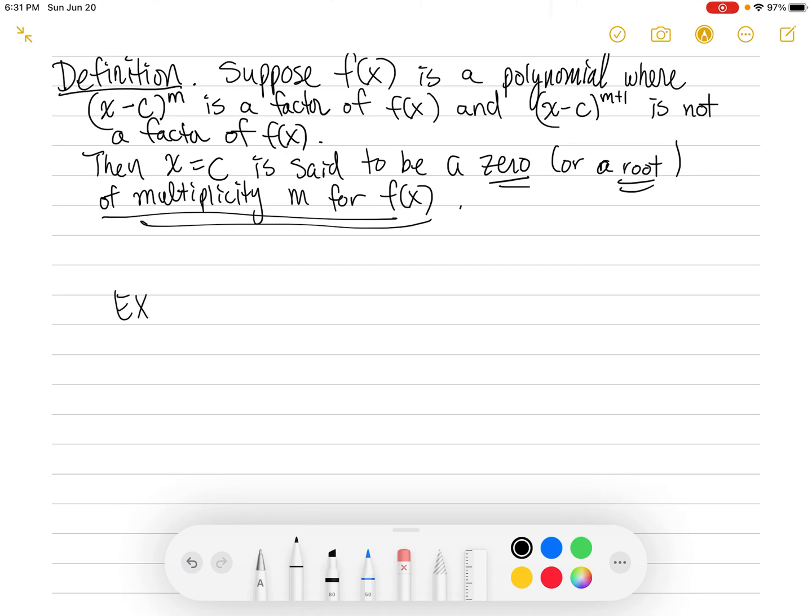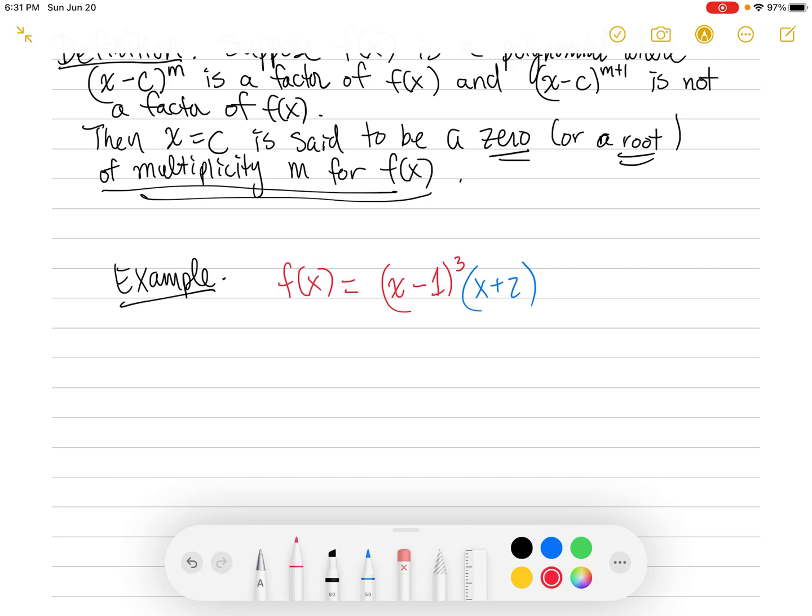So basically here's the idea. Here's a little example. Let's say I had a polynomial, f of x, that had a factor like this, x minus 1 to the third power, and then I had something else, I don't know, x plus 2, like that. We would basically say that x equals 1 is a 0 with multiplicity 3. Why multiplicity 3? Because you got that exponent of 3 out there.